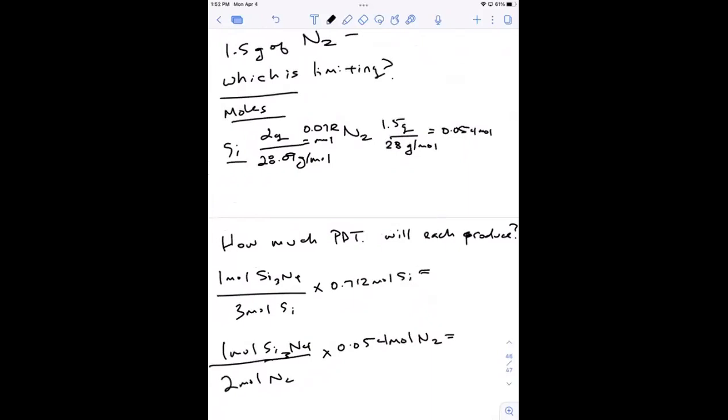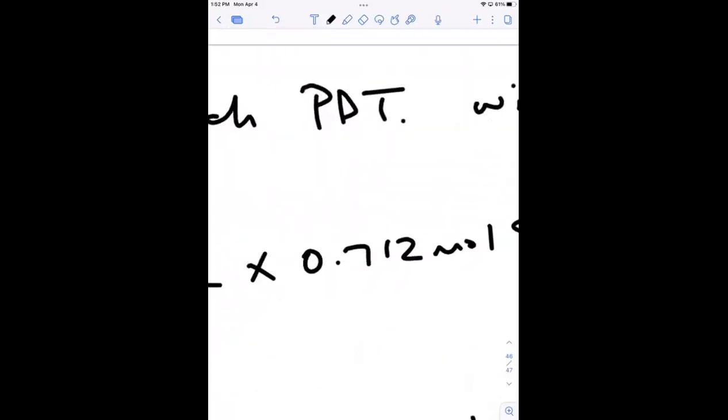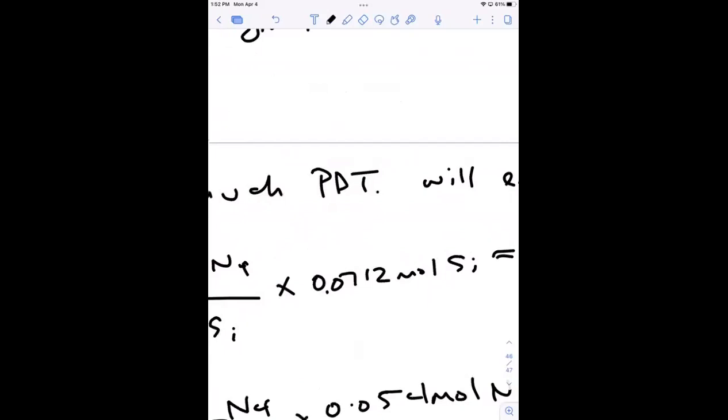Right, so all we're doing is taking the balanced equation and using the relationships in the balanced equation to tell us about product formation. Anybody got the answer yet? And that's not 0.712, I'm sorry, it's 0.0712. Anybody got it yet?